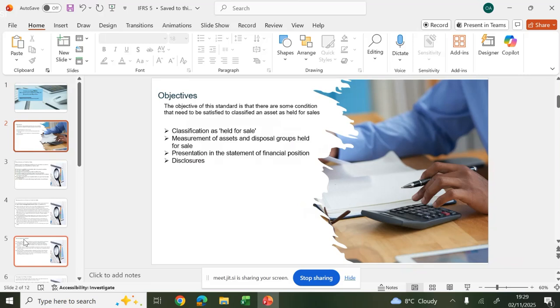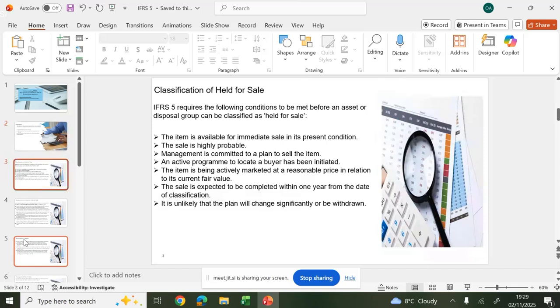So one of the objectives of this standard is to know how to classify non-current assets that are held for sale. How do we measure it? Then what is the presentation in the financial statement and what is the disclosure requirement? Don't forget, I told you that anytime we are talking about measurement, we are saying at what amount or cost or price should be displayed in the financial statement. That is what is meant by measurement.